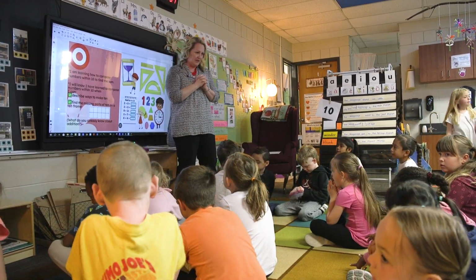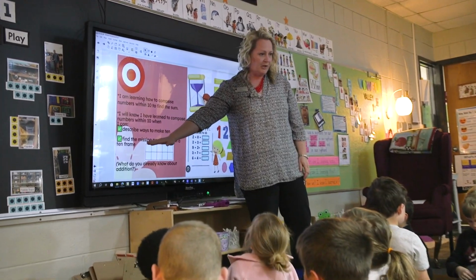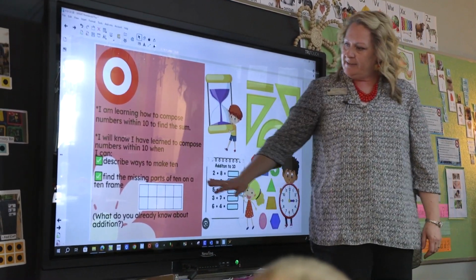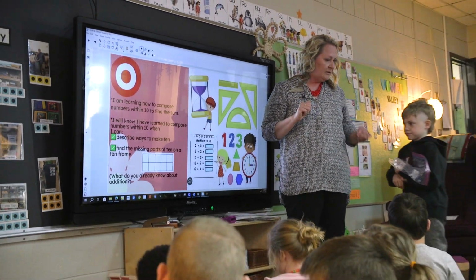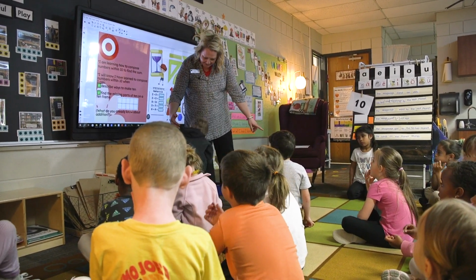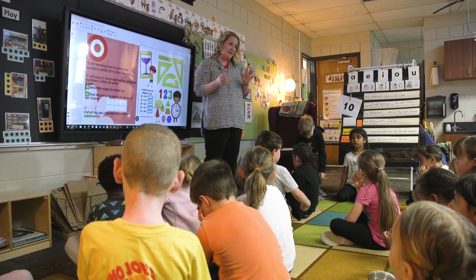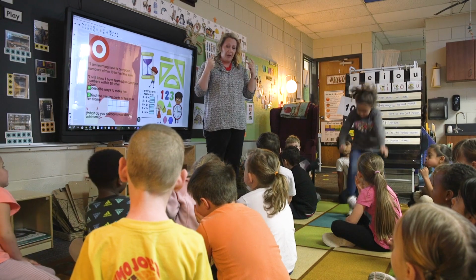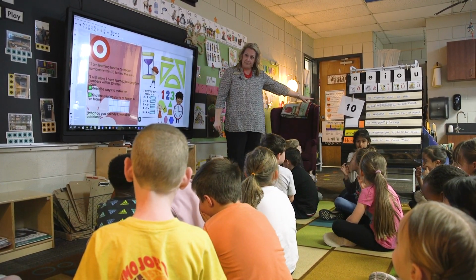Let's see if we did both of these things today to show our learning. Did we describe ways to make 10? Yeah. Did we find the missing parts of 10? Yes, we did. I noticed that some of us are still struggling with composing numbers to 10. Is that okay? Yeah. That's okay. We're going to keep working on it. We're going to keep helping our brain make connections with the number 10.